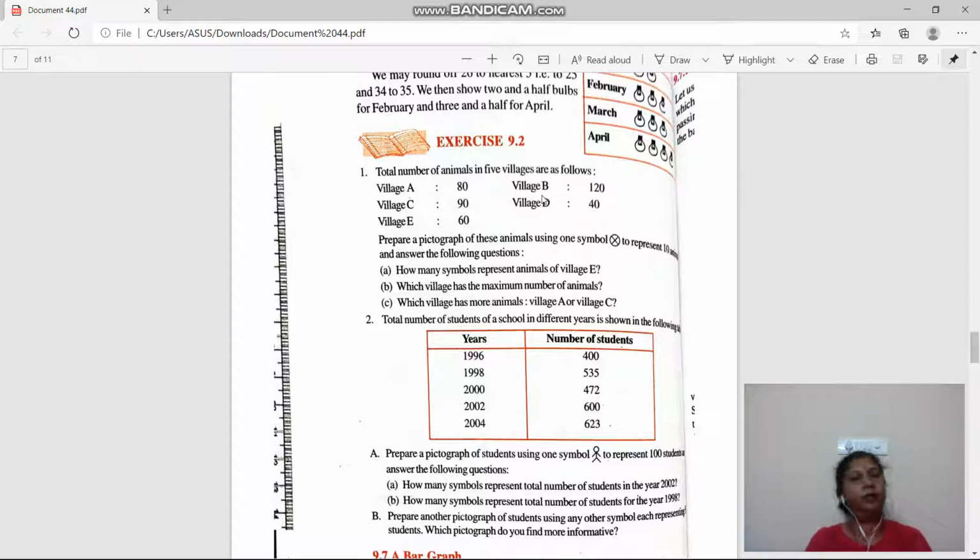We have to draw 12 symbols. What about C? We have to draw 9 symbols. Now tell me about D. We have to draw 4 symbols. Village E, we have to draw 6 symbols. Okay. Now after drawing the pictograph, you have to answer these questions. Okay. How many symbols represent animals of E? 6. Which village has the maximum number of animals? Definitely village B. Okay.